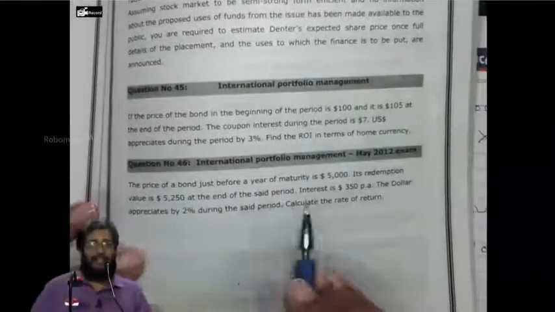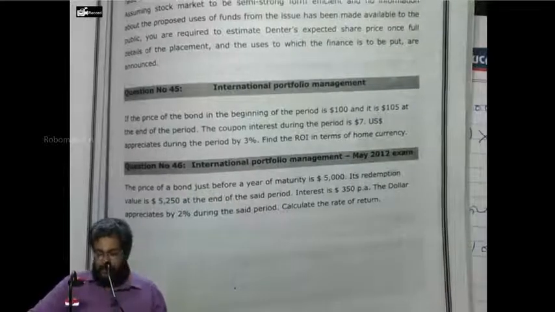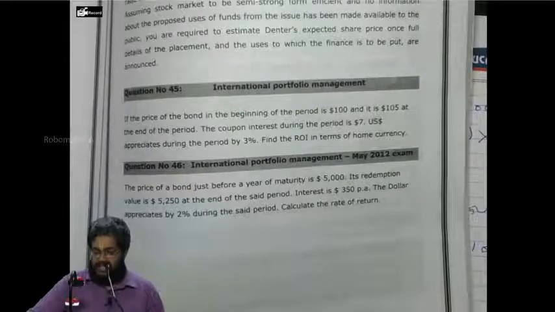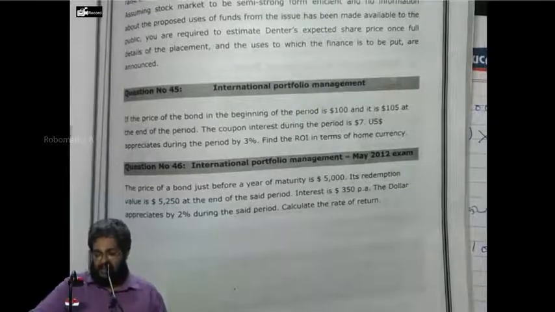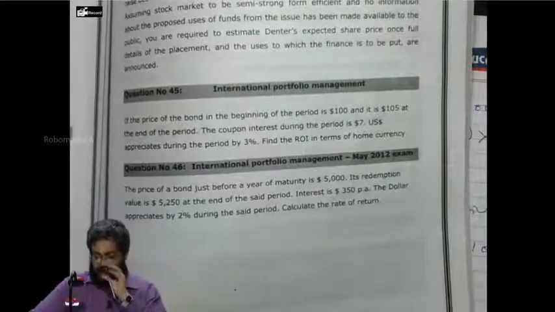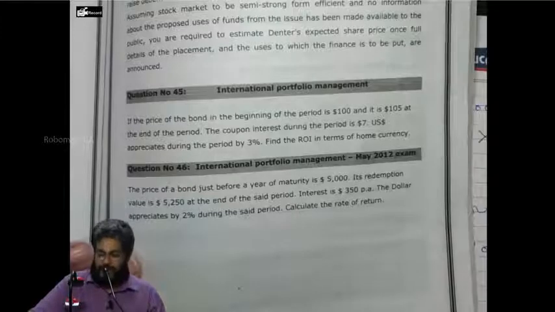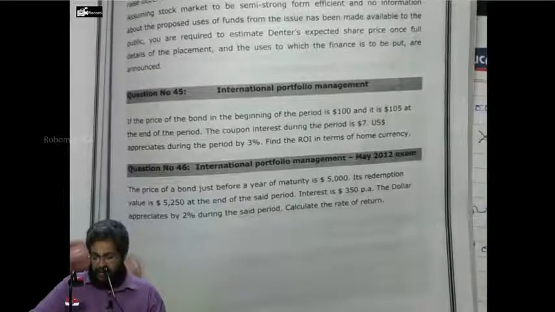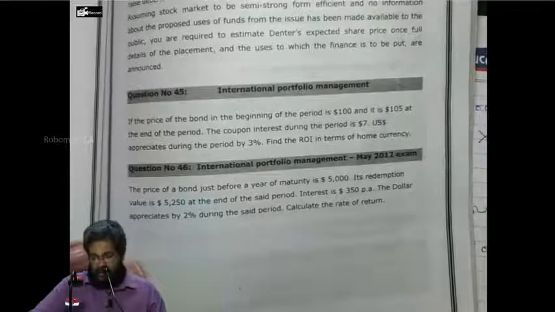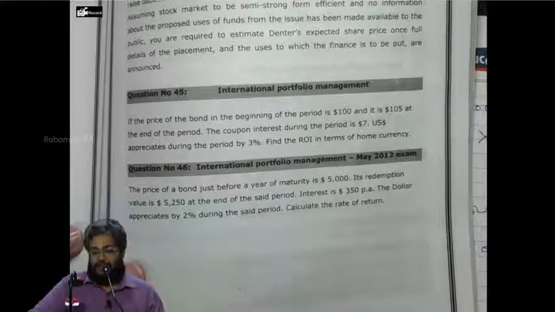Okay, please take question number 46. The price of a bond just before maturity, just a year before maturity, is $5,000. Its redemption value is $5,250 at the end of the set period. Interest is $350 per annum. The dollar appreciated by 2% for the set period. Calculate the rate of return.